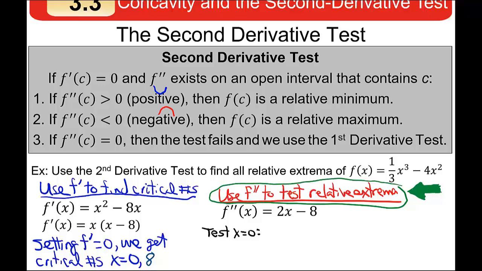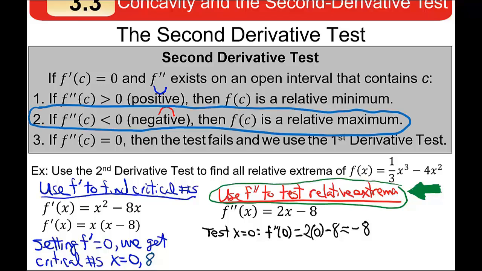Now, if we take the first critical number, which is 0, plug it into the test function, which is the second derivative, we end up with negative 8. That means it's concave down. That means it's spilling water, which means you have a maximum. The second derivative test says if the second derivative is negative, then you have a relative maximum.